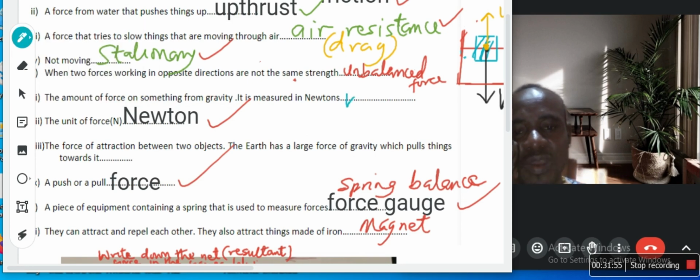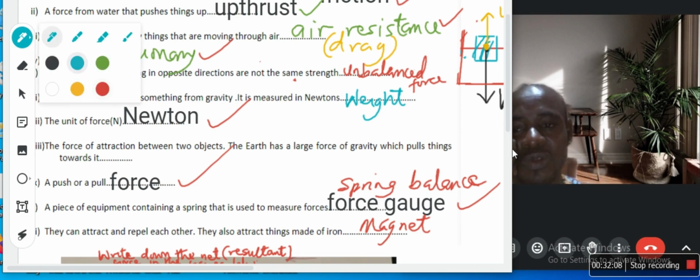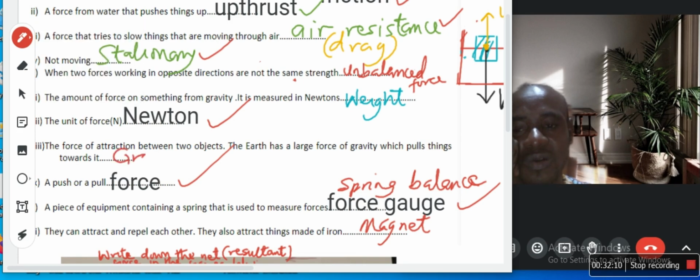Oh, that's weight. So that's weight. You got it. Wait. The force of attraction between two objects. The Earth has a large force of gravity which pulls things down towards it. I'm not sure you will know this one, so I will give it to you. It's actually called gravitational force.